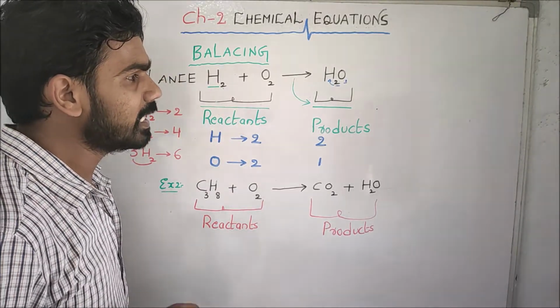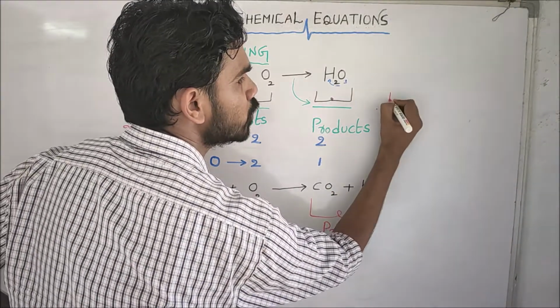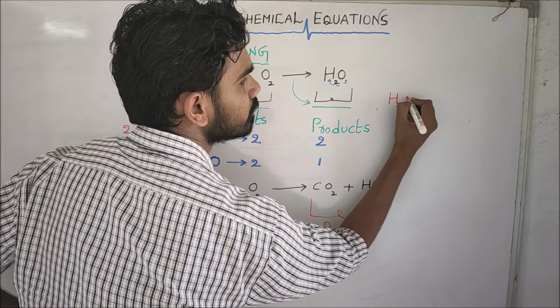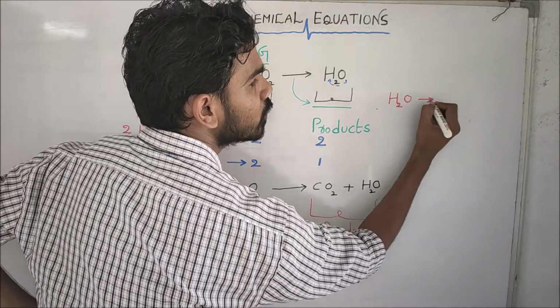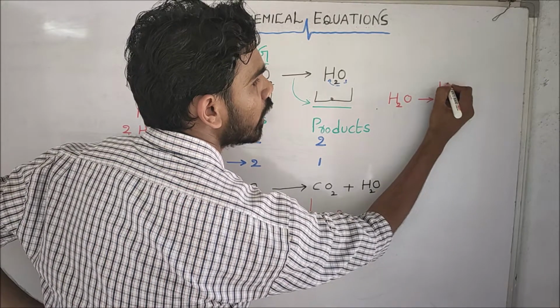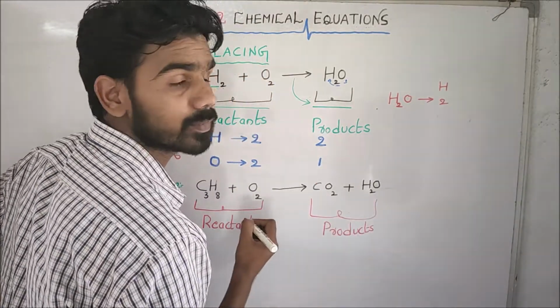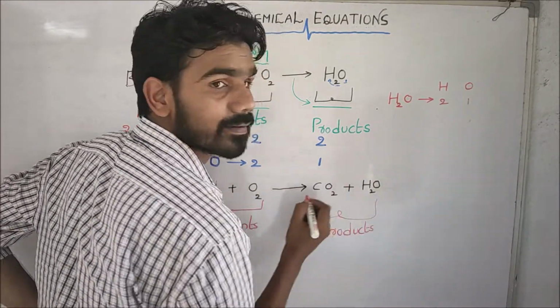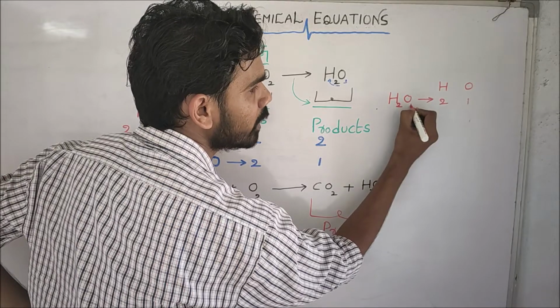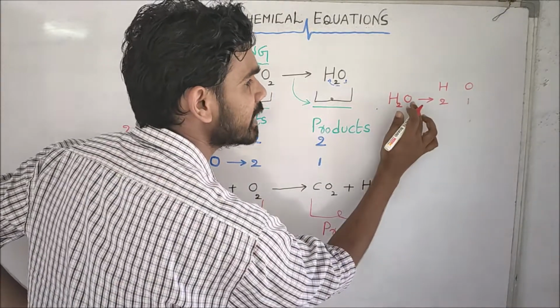Understanding? Let us see H2O. How many hydrogens are there? Hydrogens are 2. How many oxygens are there? 1. Because under oxygen there is no number, we have to imagine it as 1.